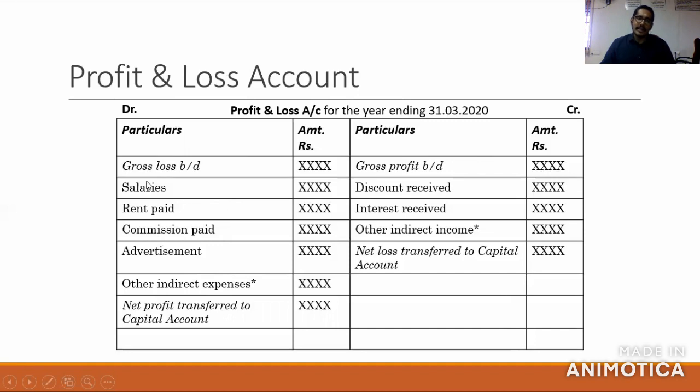What are the various expenses? Salaries, rent paid, commission paid, advertisement, insurance paid, all other things, right? So these are the things that we are doing. So the balancing figure will be either net profit or net loss. These two things will be transferred to the capital account in the balance sheet.